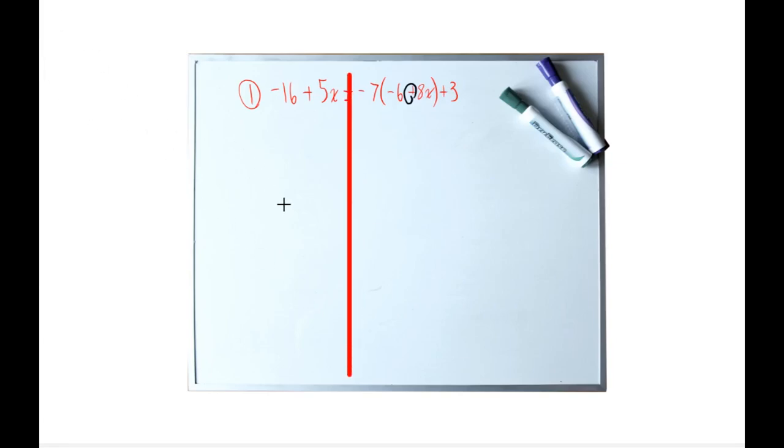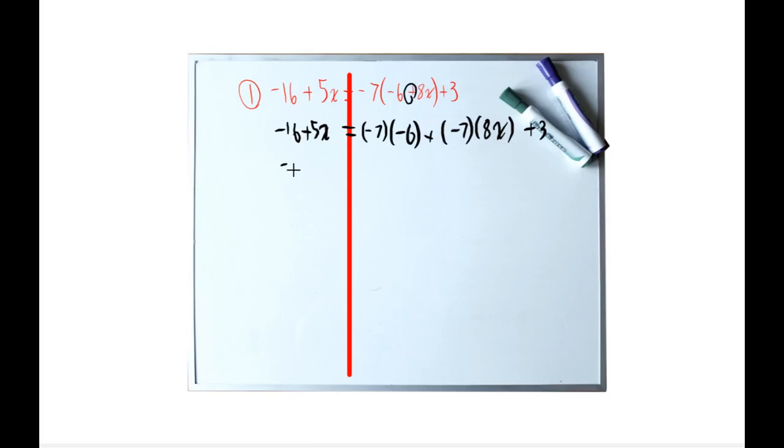And we have some parentheses multiplication action going on the right side. So we have negative 16 plus 5x is equal to negative 7 says hi to negative 6, plus negative 7 says hi to 8x and our plus 3. Cool. So now we have to combine this stuff.